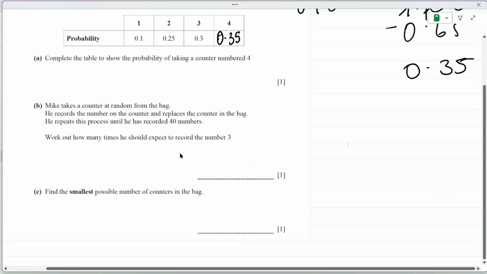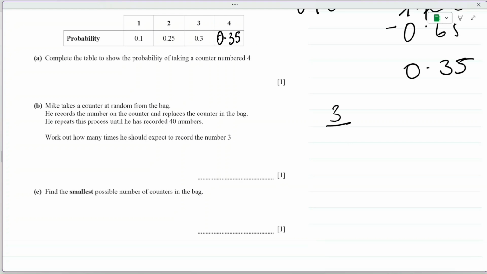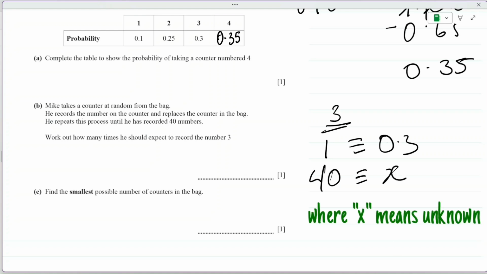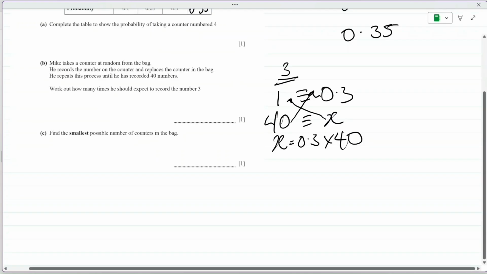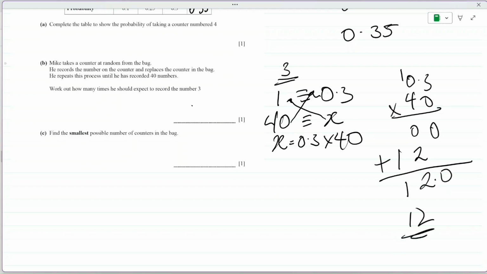Another way of doing it is the equivalent method. When you add all this together, it gives you 1. So for counter 3, out of 1, the probability is equivalent to 0.3. Then out of 40, the probability is equivalent to x. Then you cross and multiply. That's x times 1 and 40 times 0.3. So you have x equals 0.3 times 40. 0.3 times 40, you have your answer as 12.